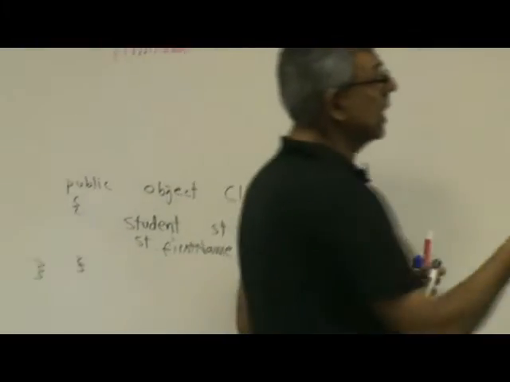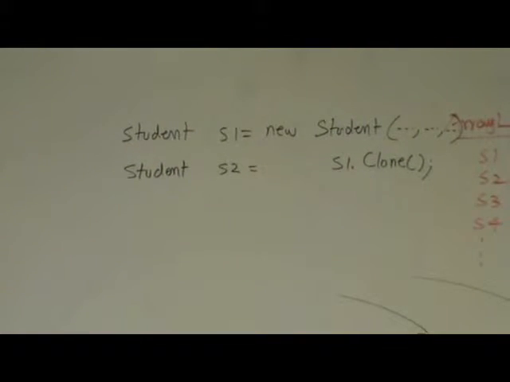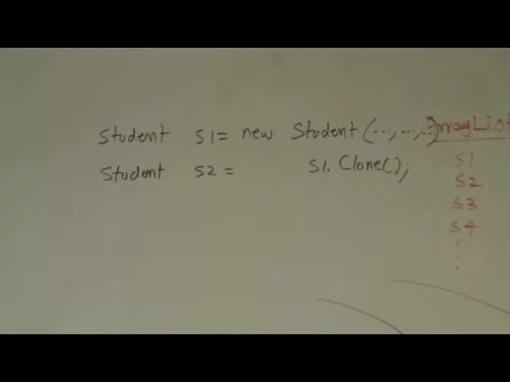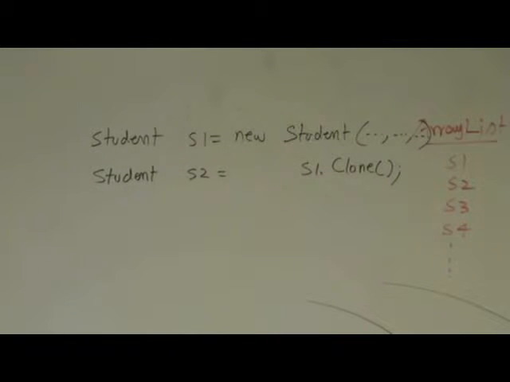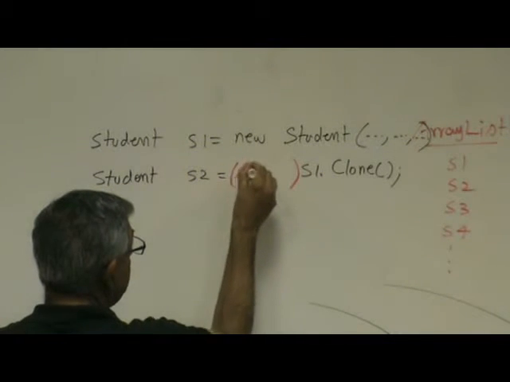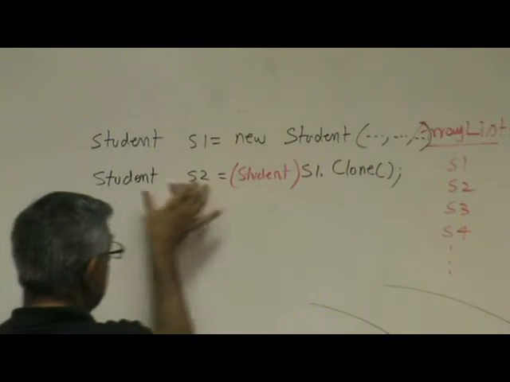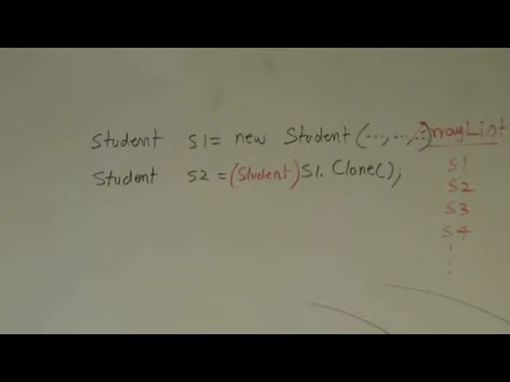Okay, so now if you take a look at the clone, what does it return? Object. So the right hand side is of type object. What's the left hand side? Student. So remember, C#, like Java, is a strongly typed language. Both types have to match. So we will typecast it ourselves to a Student.